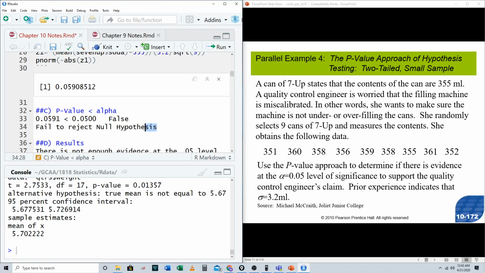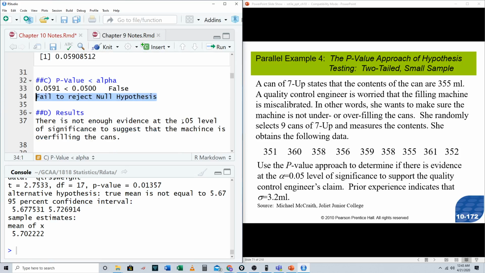Now, this is that final statement, and this is the statistician's way of saying everything's fine. It's not over. But you're going to see results down here, and here's how you can label them. Anytime we fail to reject, you're going to say there's not enough evidence at whatever level of significance that the machine is doing something different. In this case, the machine is overfilling the cans. Not enough evidence.